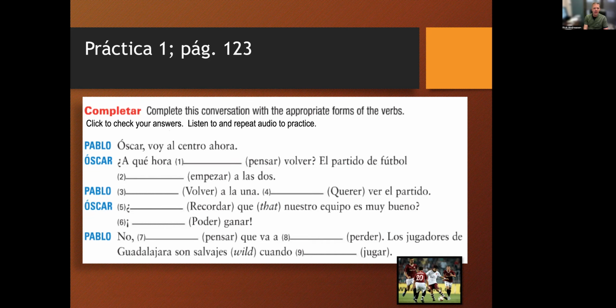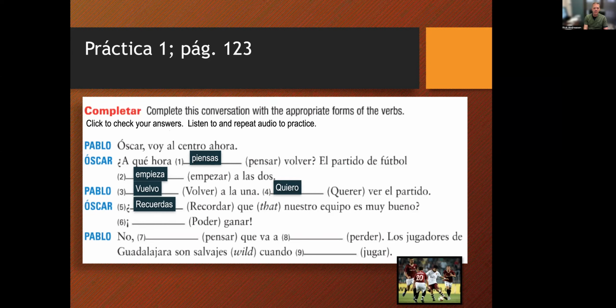Okay, muy bien. Pablo: Oscar, voy al centro ahora. Oscar: ¿A qué hora piensas volver? El partido de fútbol empieza a las 2. Pablo: Vuelvo a la 1. Quiero ver el partido. Oscar: ¿Recuerdas que nuestro equipo es muy bueno?